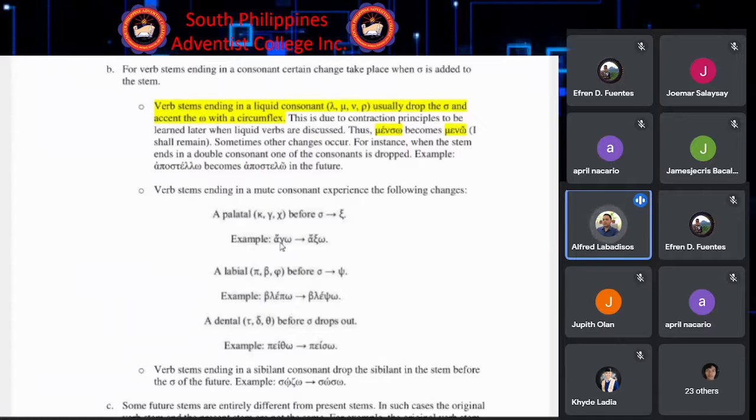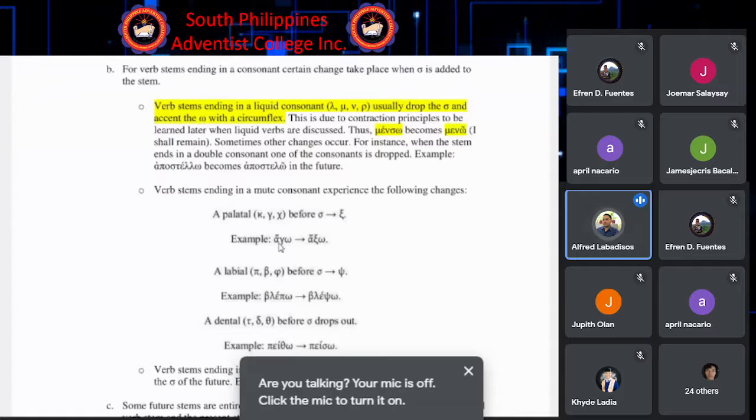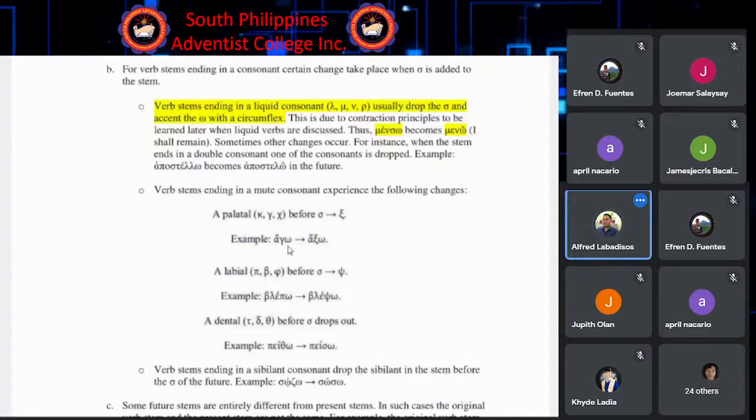For example, we have ago, present, meaning I lead. We know that omega is the ending for present active first person, so the verb stem here is ag, which ends with gamma. If you change this to future, remember that the tense identifier for future is sigma. So gamma plus sigma becomes xi: it becomes axo. Akso na yun.